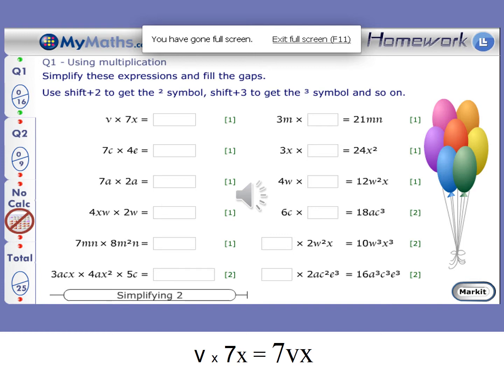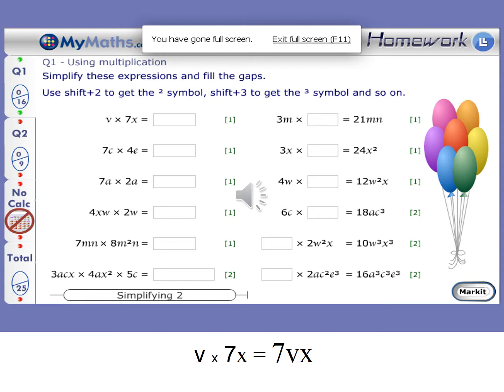Question 1 on simplify. We are looking at multiplying algebraic expressions. There's several very important things we must remember. First of which is the invisible times. In algebra, we often leave out the times. So 7x means 7 times x, and we must always remember that that 7 is basically a multiply.